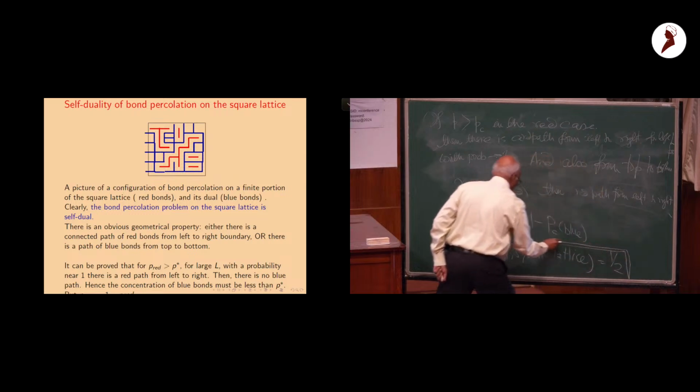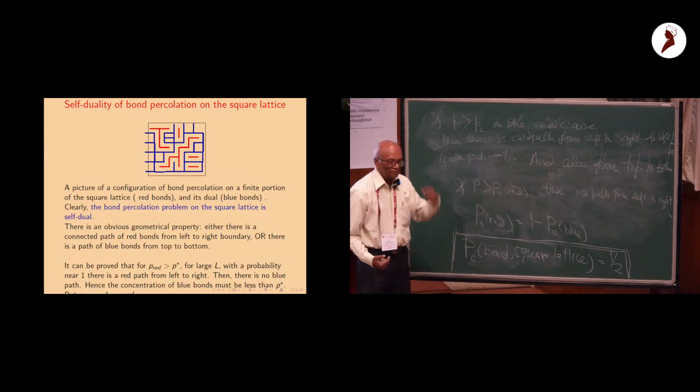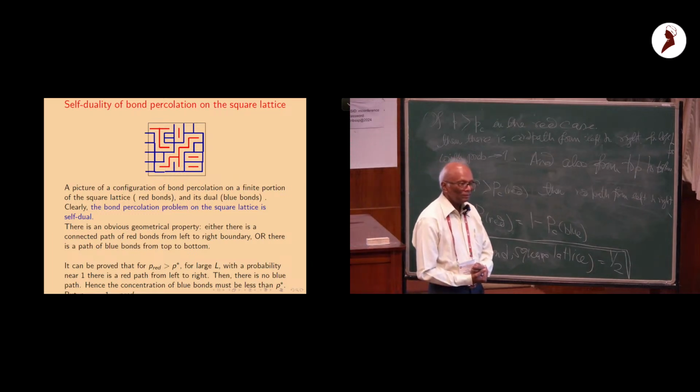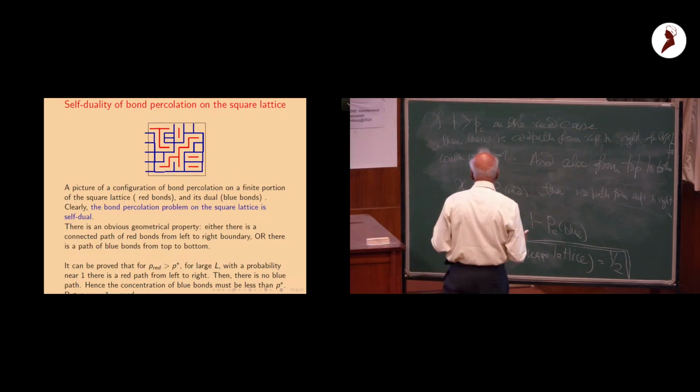is half, and this comes from the self-duality of the square lattice bond problem. Now, the lattice remains square, but let us say that Lx and Ly are different, so the aspect is finite. Is it still half? Yeah, still it is half.